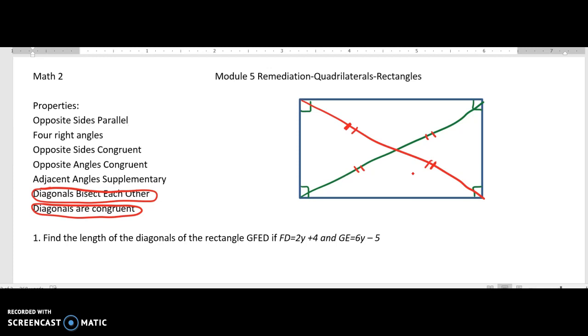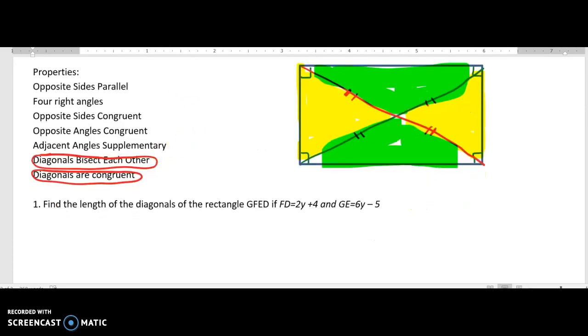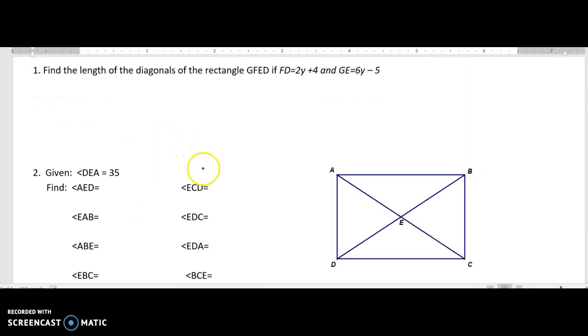Why is that important to know? Because what I like to do is look at this as each of these triangles inside are their own. So like these two triangles are congruent, right? Isosceles triangles. And then these green ones are congruent isosceles triangles. And that helps you answer or find missing information in a lot of rectangles. So let's apply these properties real quickly.